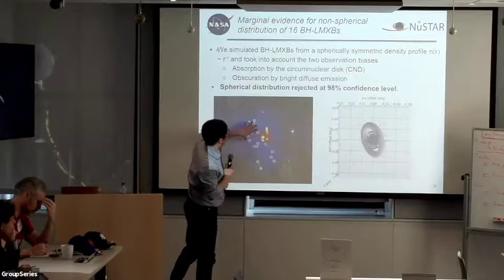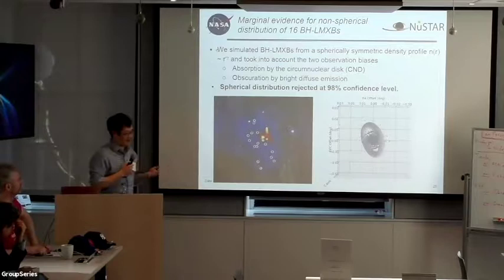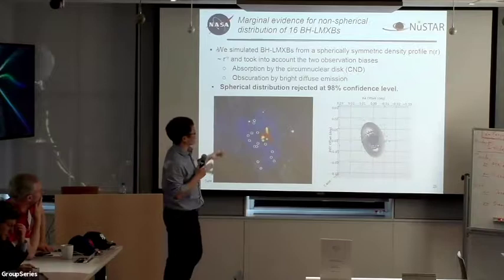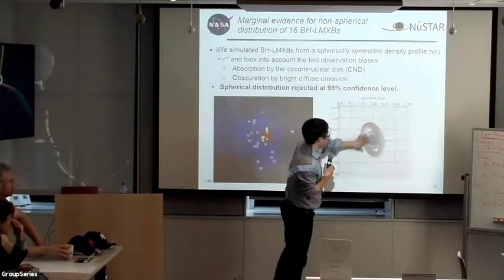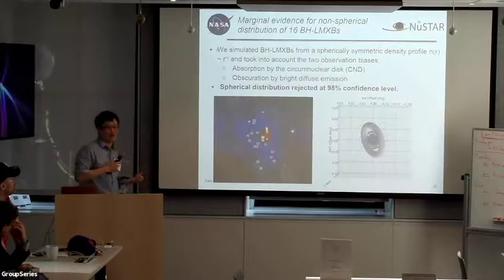So I have two more slides. Okay. Then we ran a Monte Carlo simulation assuming a three-dimensional spherical density profile. It goes like a power law, you can see here. And then we put the three-dimensional CND structure here, which will obscure your X-ray sources. What we came up with is that the spherical distribution is rejected at the 98% confidence level. So it's still marginal. It's not 3 sigma.